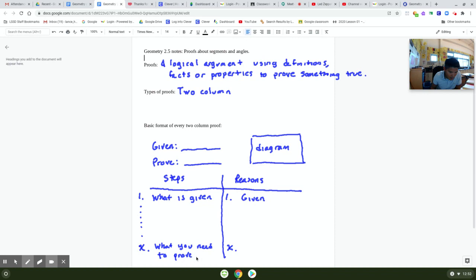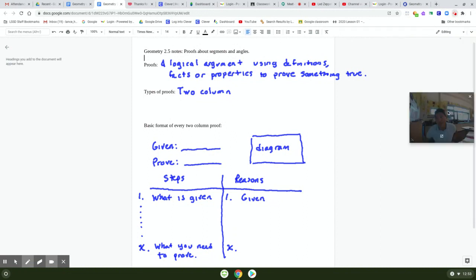And then unlike the first step and reason, the last reason is going to be different for almost every single proof. The first reason for every single proof would be given. The last reason is just whatever you're using to prove whatever you're trying to prove. So unlike the first reason, I'm not going to write anything down. That's your basic format that you would follow basically for every two-column proof.